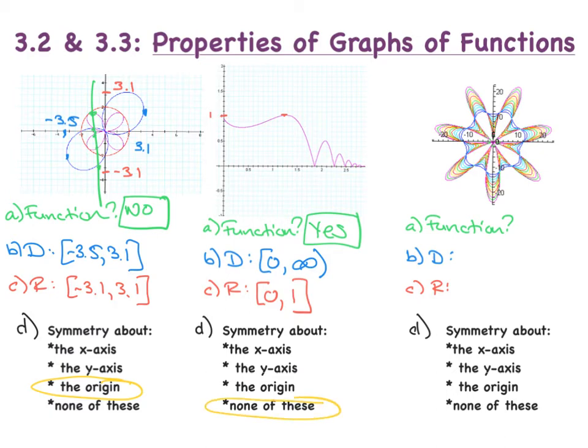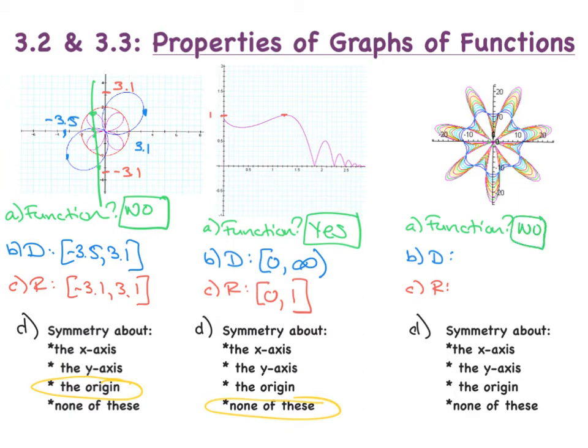Okay, and then our last cool example, this starburst thing here. For the sake of simplicity, well, let's do the function first. Definitely not a function, right? A bunch of vertical lines hit this graph more than 1 time. So this would be a no.